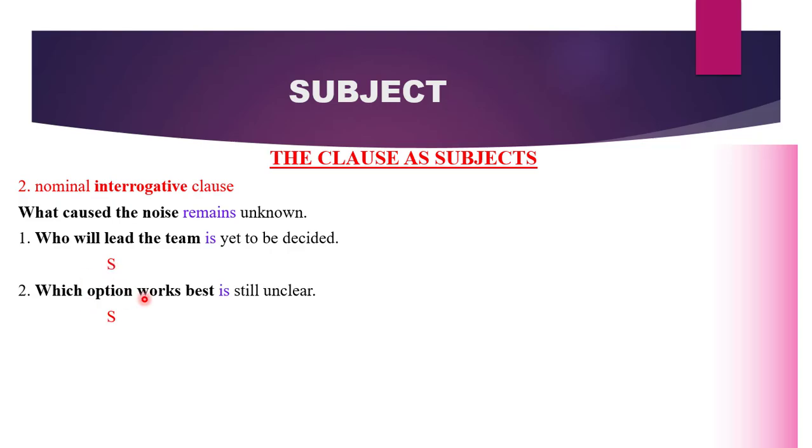Which option works best is still unclear. We have two verbs, works and is. Which one is the main verb of the sentence? It is the verb is. This is because works as a verb is found in a clause. Therefore, it is not the main verb of the sentence. It is part of the clause. So what is our subject? What is still unclear? Which option works best?